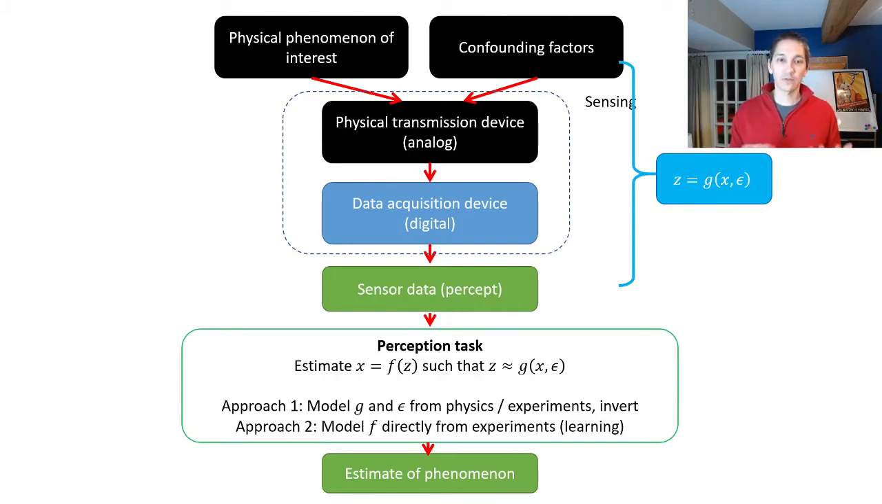There are a couple of approaches for this. We could try to model the G and the epsilon from physics or experiments and then somehow invert this, so basically using our own intuition and analysis to construct this G function. We'll look at some of these models that are used with this approach today. Another approach, which we'll look at much more in the future, will be to try to model this function F directly through experiments. So if we have the ground truth X and the ground truth of Z, we try to just estimate F directly.